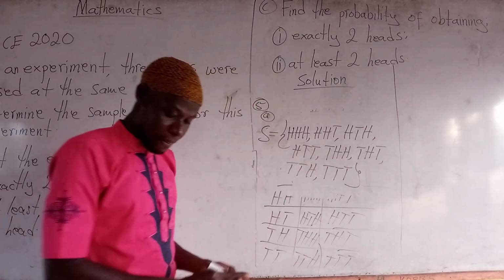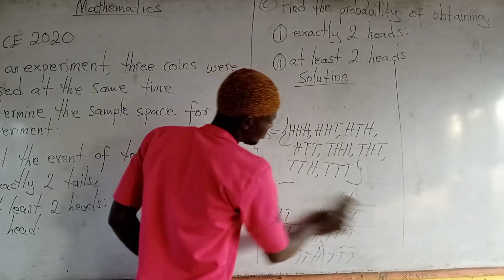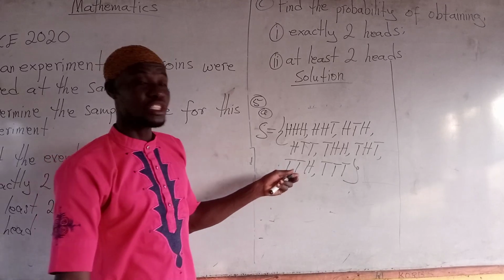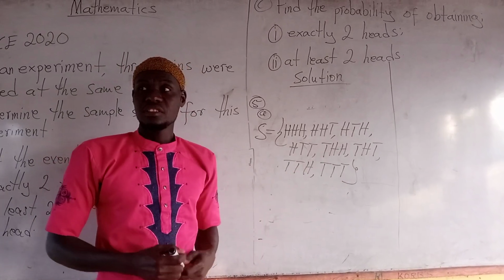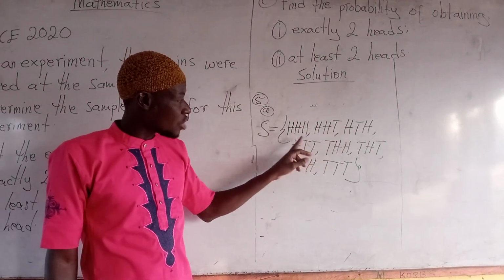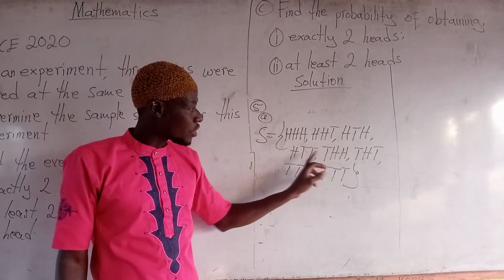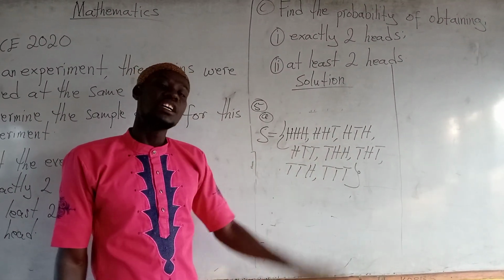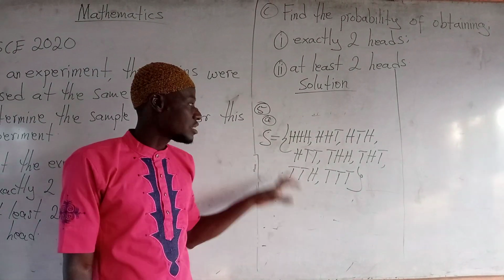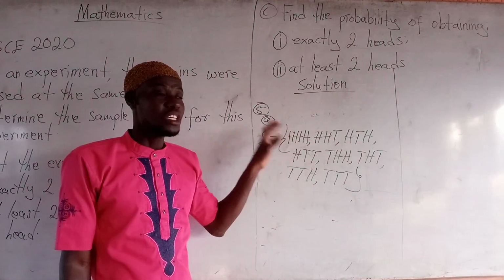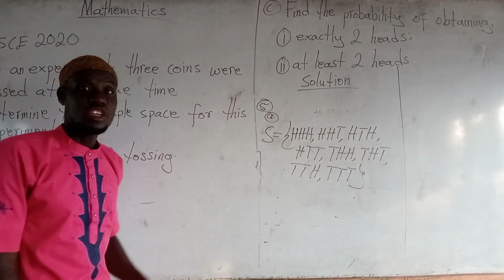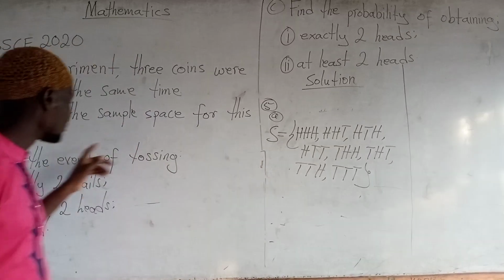So this will be the sample space for throwing 3 coins at the same time. Now, if you count the number of sample points, you have 1, 2, 3, 4, 5, 6, 7, 8. 8 sample points. The number of sample points for throwing 3 coins at the same time will be 8, and this will be the sample space. So that is the solution to A.